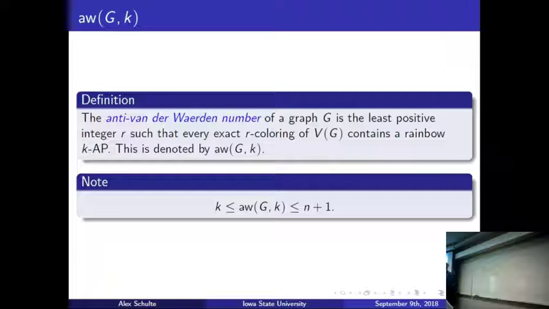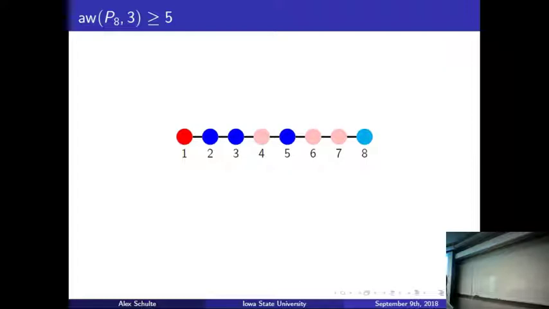Okay, let's do a quick example to go through this. What we want to do when we're getting anti-van der Waerden numbers is exhibit a coloring from a lower bound that has no rainbow 3-AP or k-AP. And then we want to show that no matter how we use the next number of colors up, we'll force one. So here is a coloring of P8, the path graph on 8 vertices, that has no rainbow 3-AP.